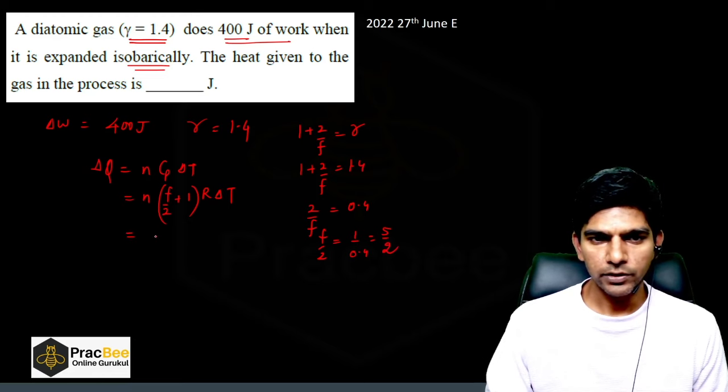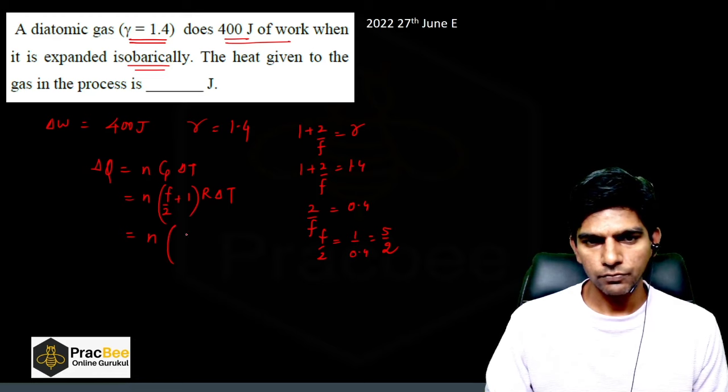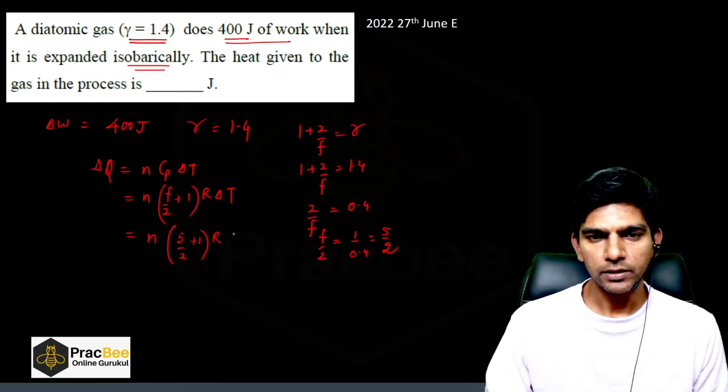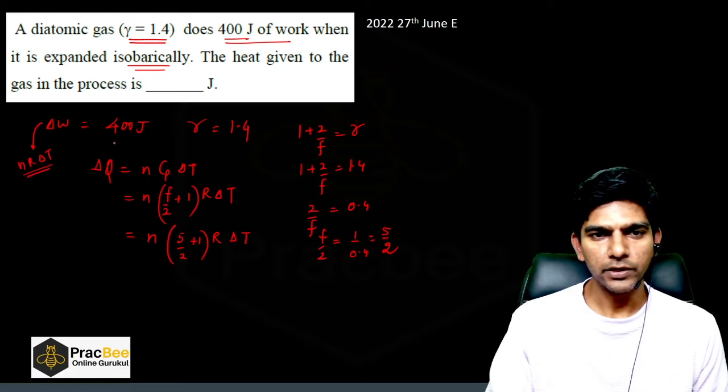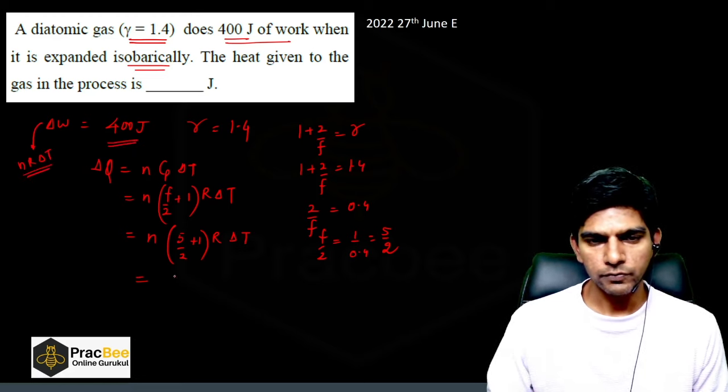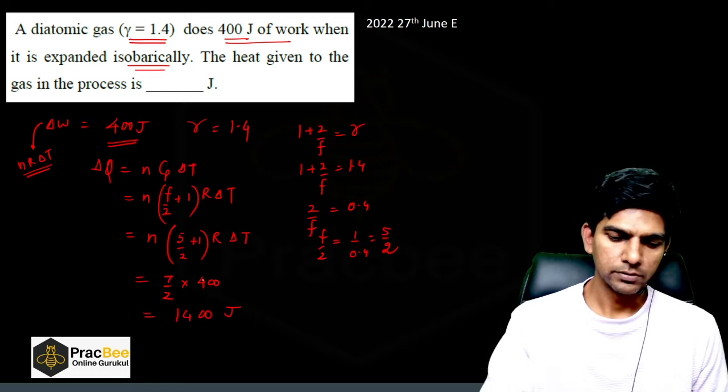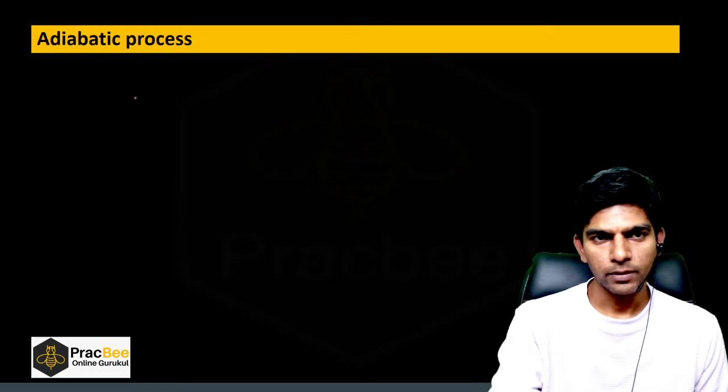So I can put this value here: n times (5 by 2 plus 1) times R delta T. And we know that in an isobaric process, work done is given as nR delta T. So nR delta T value is 400 joules. So it will be 7 by 2 times 400, so that will be 1400 joules. So 1400 is the answer.